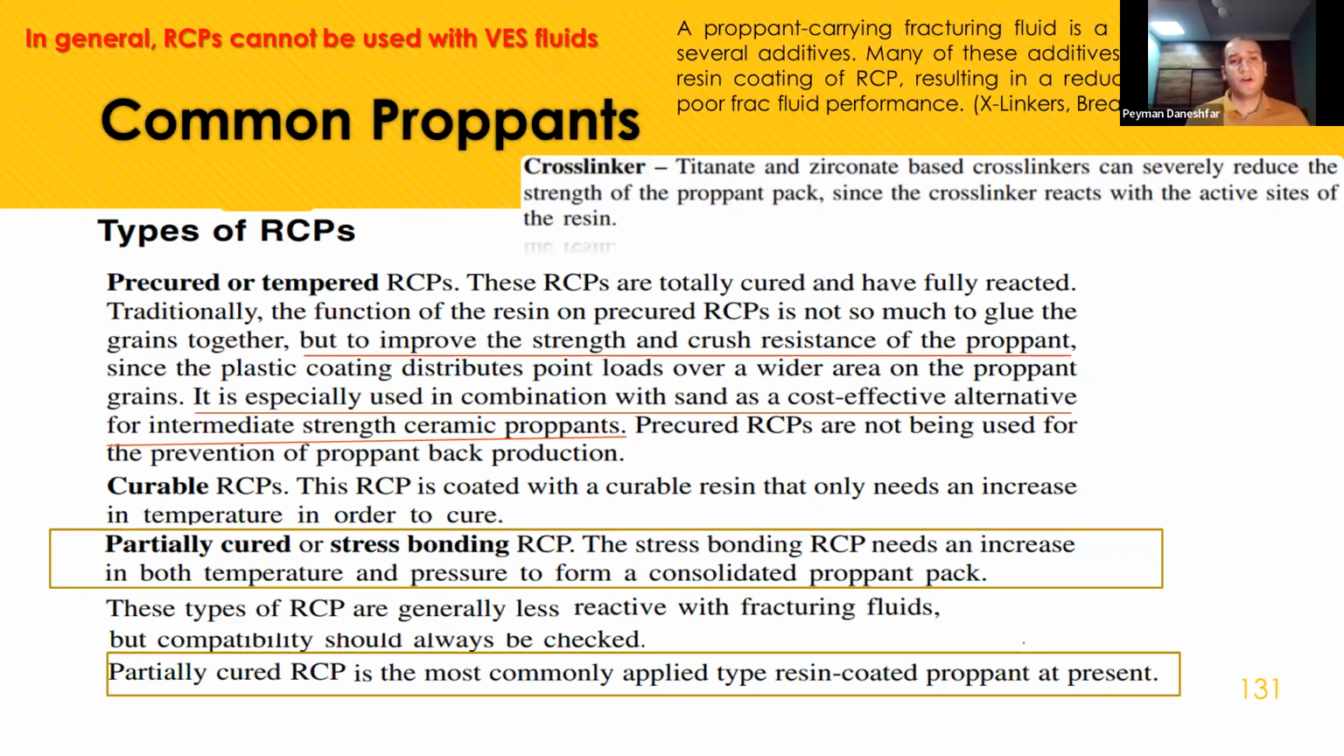Another one is curable RCP. This RCP is coated with a curable resin that only needs an increase in temperature in order to cure. And the partially cured or stress bonding RCP needs an increase in both temperature and pressure to form a consolidated proppant pack. Partially cured RCP is the most commonly applied type of resin-coated proppant at present.